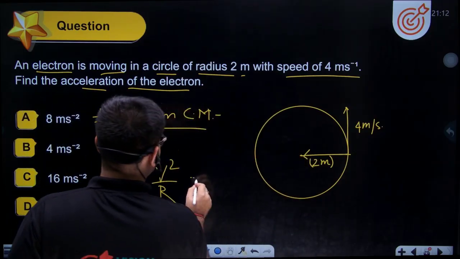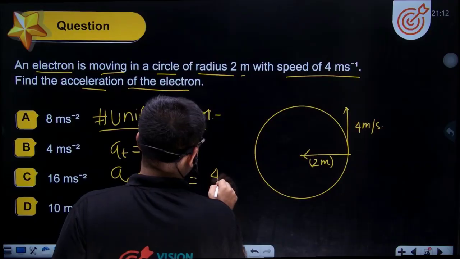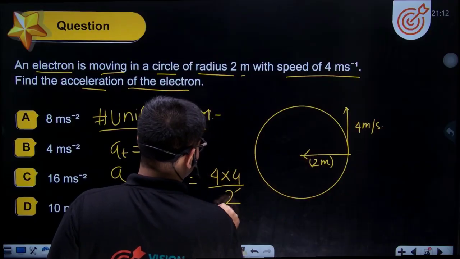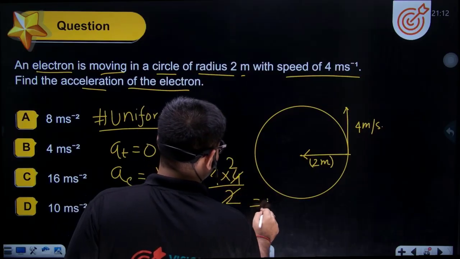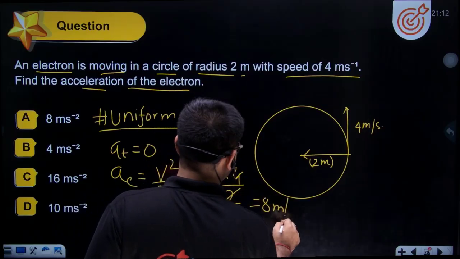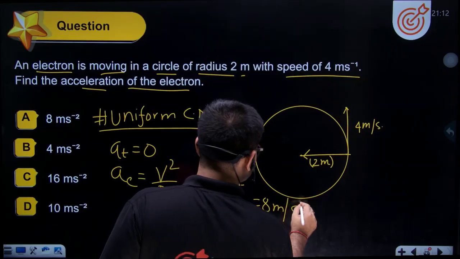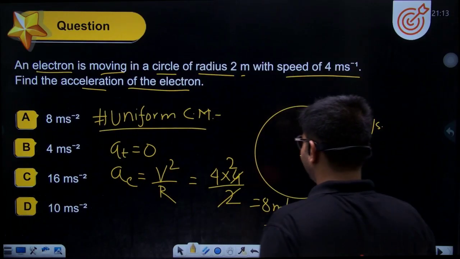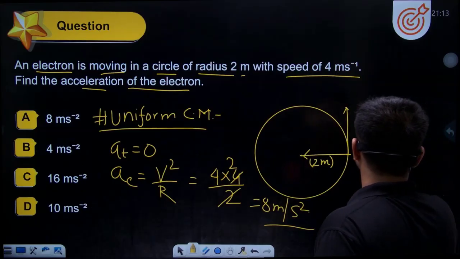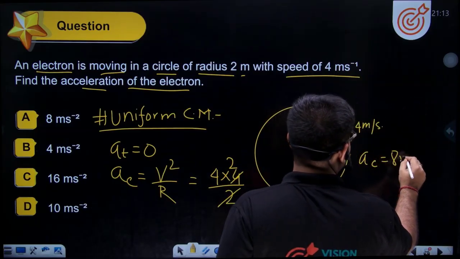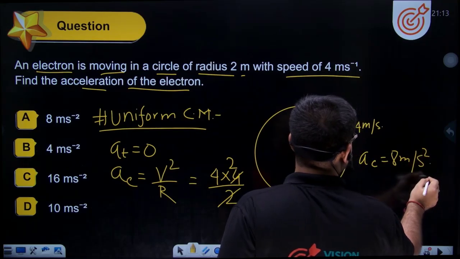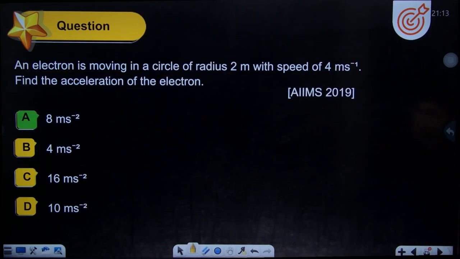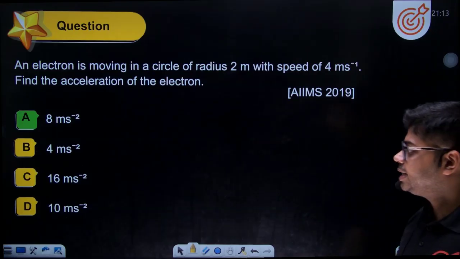What is your V square? 4 into 4. And what is your R? 2. 8 meter per second square. This is the answer. So your AC is going to be 8 meter per second square. This came in AIMS 2019.